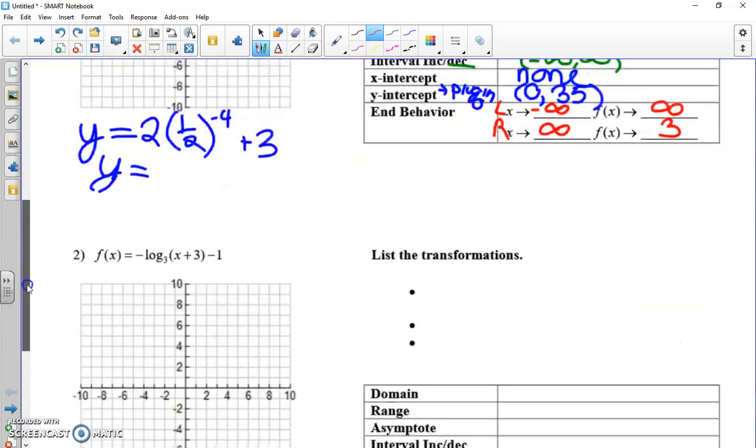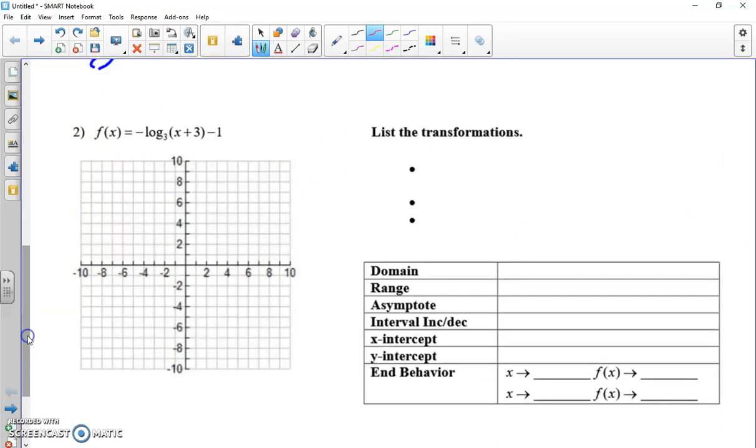All right, so let's keep going. Now we're going to graph a log. So same transformations. The transformations never change. So anything out here is going to be up or down. This time it's minus, so it's going to be down. So it's going to be a vertical translation down 1.